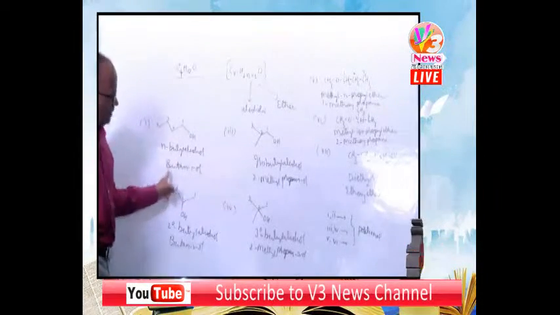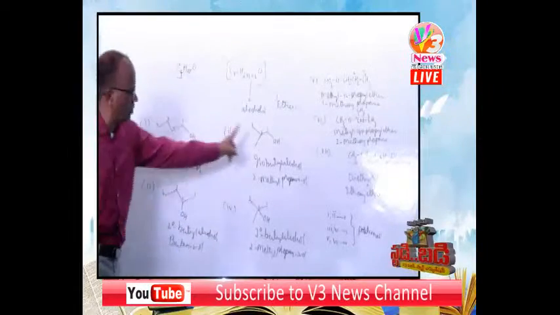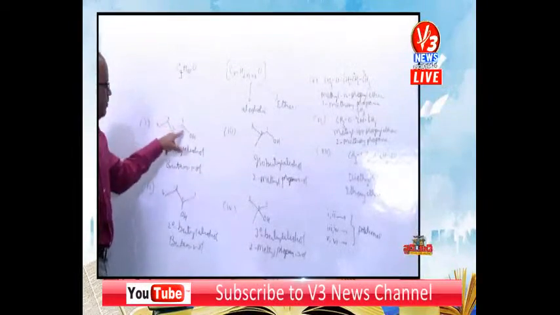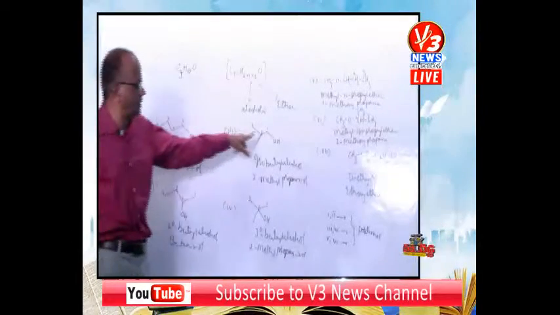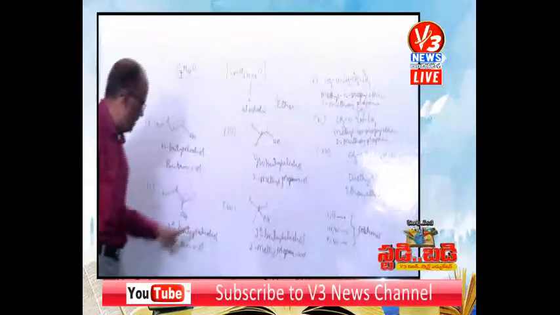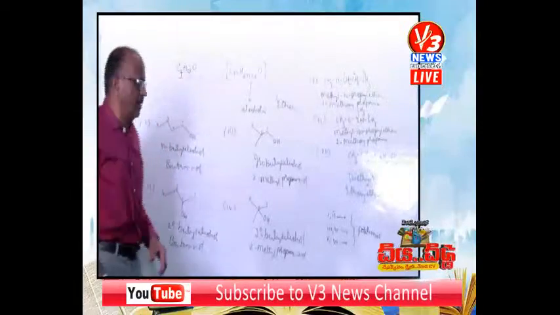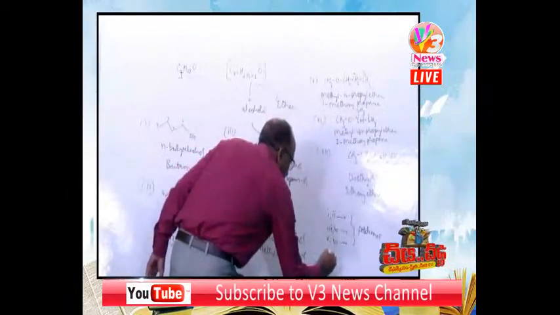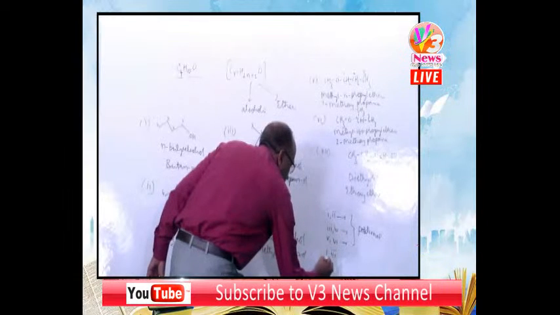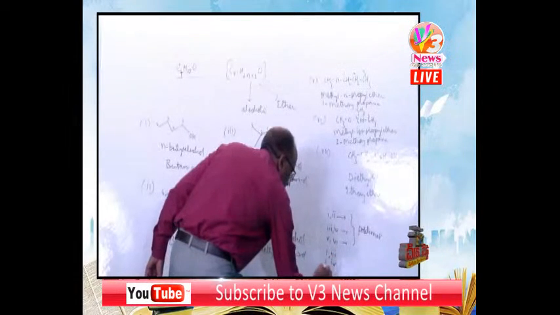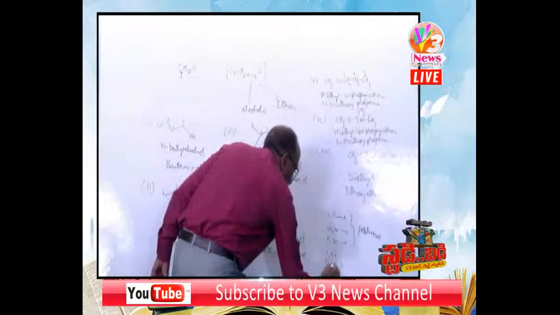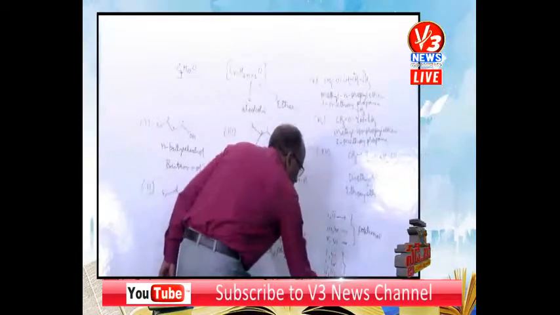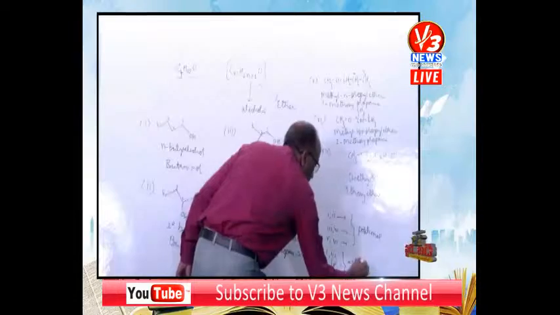Similarly, these two also. They differ in arrangement of carbon atoms. See here all the 4 carbon atoms are in straight chain, whereas here there is a branch. Similarly, here also there is a branch. Then we can write 1, 3, 1, 4. Similarly, 2, 3, 2, 4 are chain isomers.